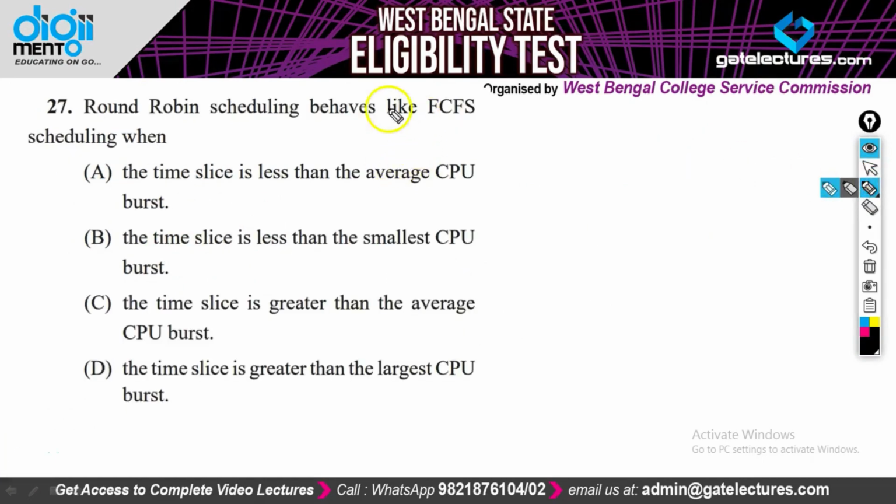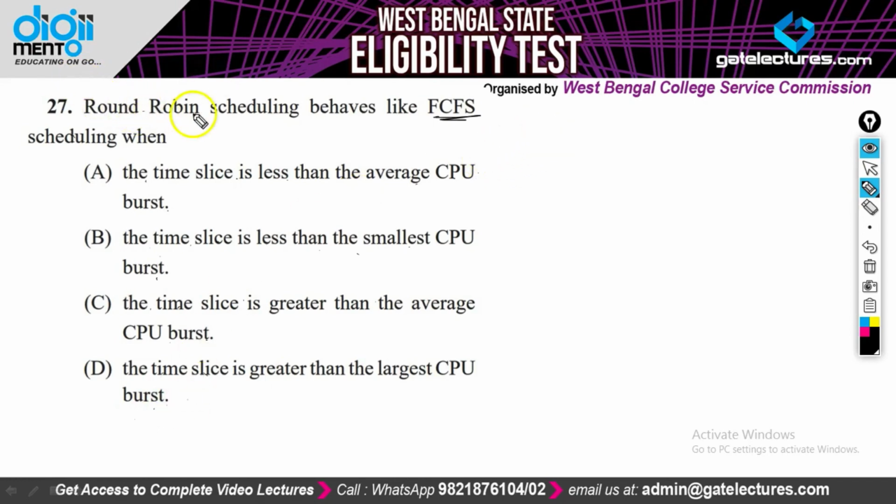So here we have a question which says: round robin scheduling behaves like FCFS scheduling when, option A, the time slice is less than the average CPU burst; or the time slice is less than the smallest CPU burst; or the time slice is greater than the average CPU burst; or option D, the time slice is greater than the largest CPU burst.